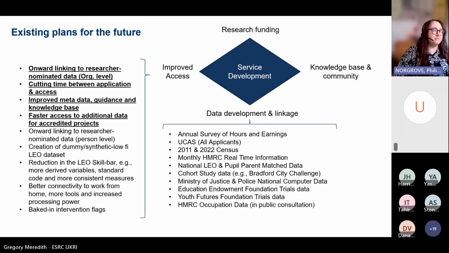So rather than go through all of these, I just wanted to draw attention to one in particular, as this is something that's often requested by external researchers. It's just on the left there, onward linking to researcher nominated data brackets person level. This is something that is much requested. However, presently, no person level data is allowed to be linked to LEO. This is something we're working on, but at the present time, cannot say exactly when this would be possible. But it's a good thing to look out for in our communications and using our knowledge base and research community.